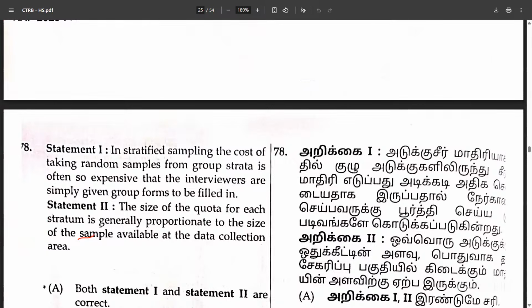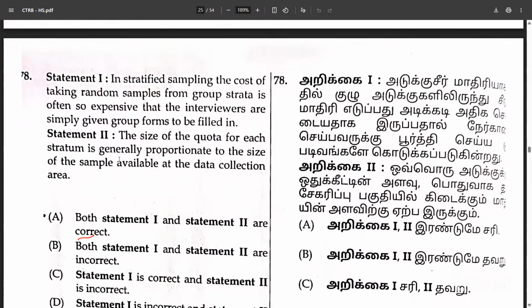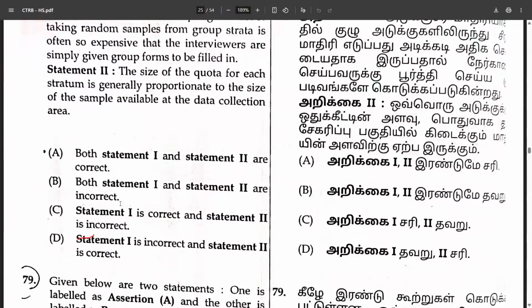Next question is our 78th question, statement based. Statement 1 is in stratified sampling, the cost of taking random samples from group strata is often so expensive that the interviewers are simply given a group form to be filled in. Statement 2 is the size of quota sampling for each strata is generally proportionate to the size of a sample available for the data collection. So here both the statements are correct.